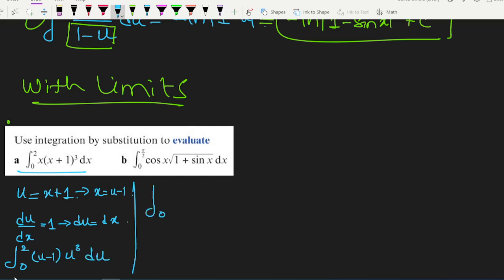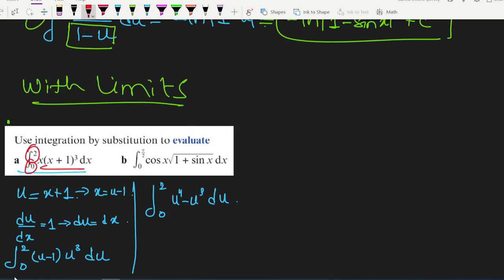We have 0 to 2 of u to the 4 minus u cubed du. Now there's one error in this, one thing which we haven't corrected yet. We have converted the whole function and the differential in terms of u, but we are yet to convert these limits in terms of u, because when these limits were given to you in the question, they were in form of x. If the question is in x, the limits are also in x. So now you also have to convert the limits in u.